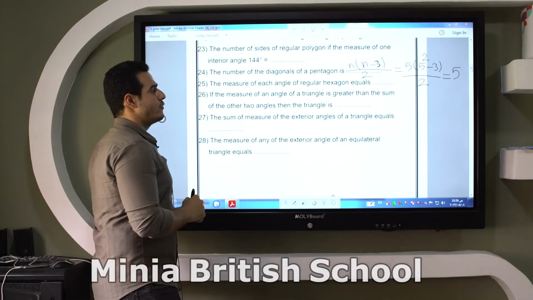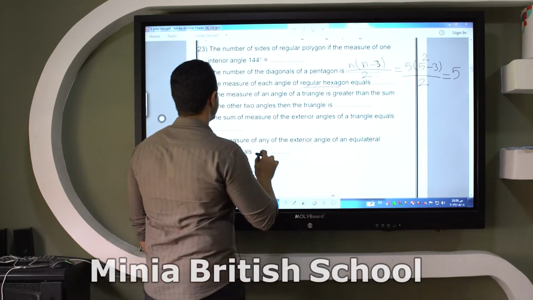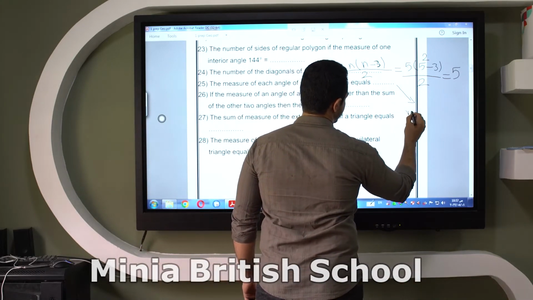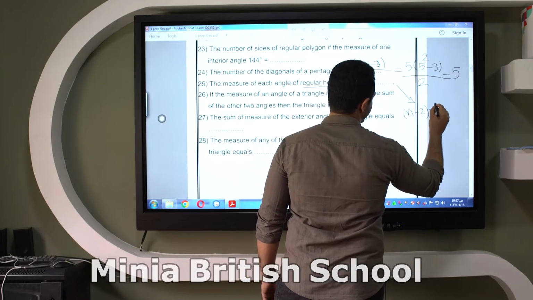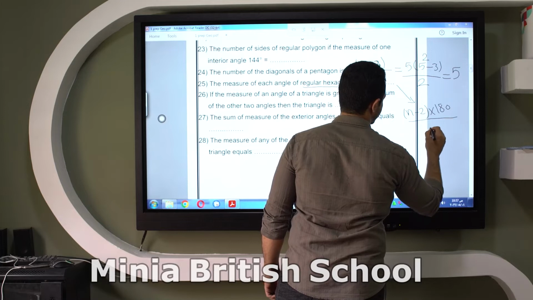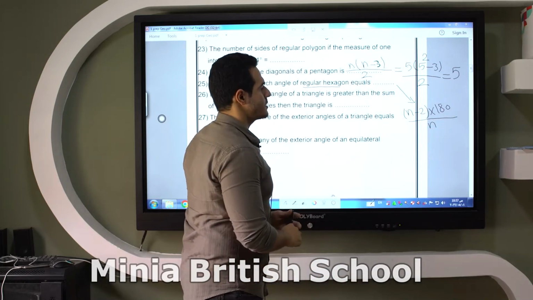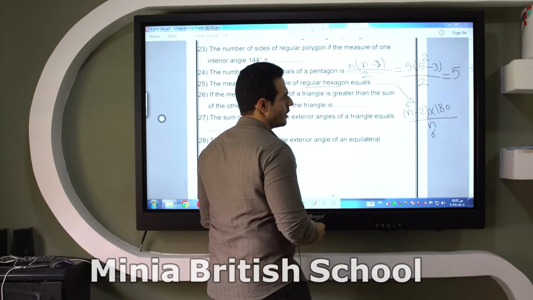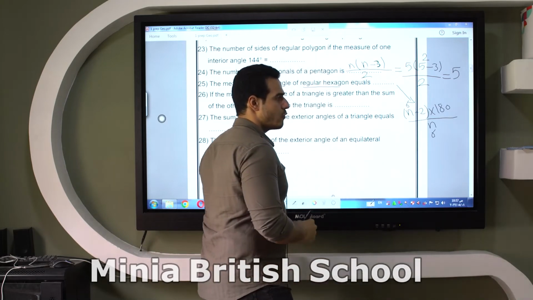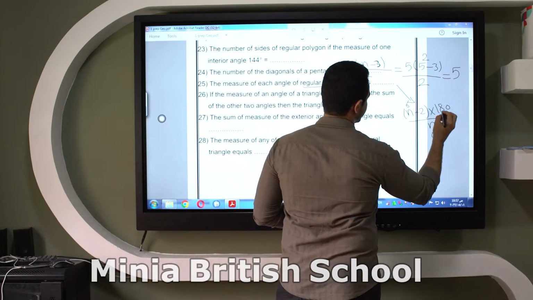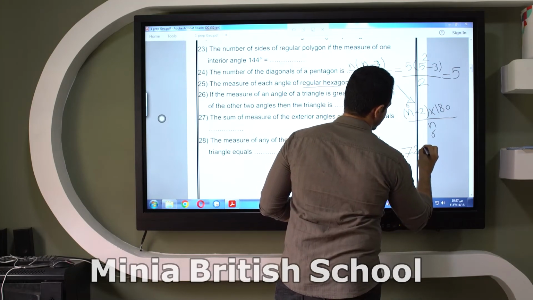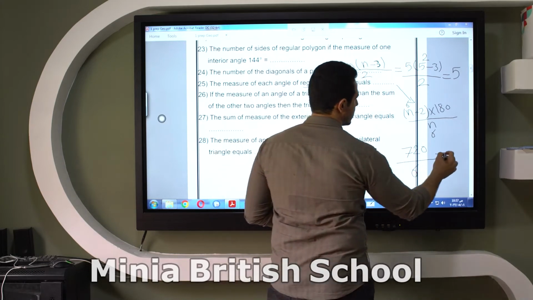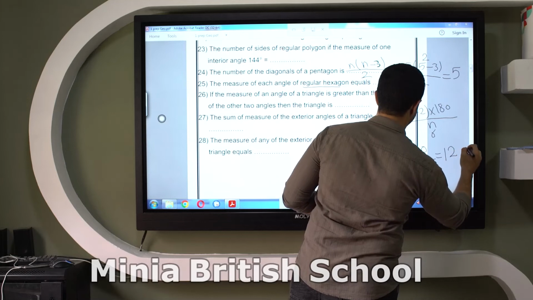The measure of each angle of a regular hexagon. By this rule: n minus 2 times 180 divided by the number of sides n. A hexagon has 6 sides, so 6 minus 2 times 180 divided by 6. 6 minus 2 equals 4. 4 times 180 equals 720. 720 divided by 6 equals 120.